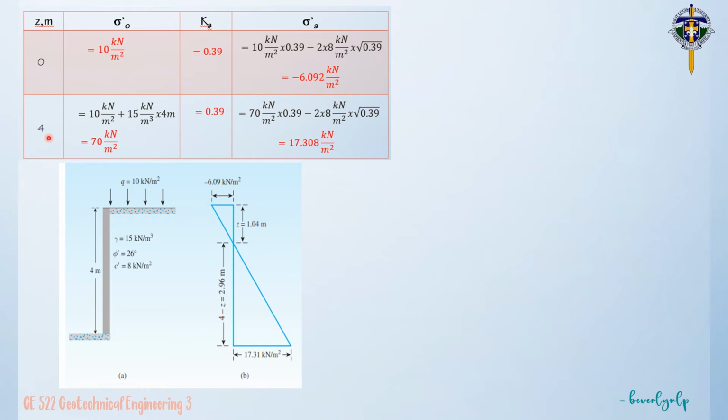And then next, at z is equal to 4 meters, the value is 17.308. So from our diagram, we can solve for the value of the depth of the tensile crack, and by ratio and proportion, that is 6.092 is to z as 17.308 is to this distance. So this distance is 4 minus the value of z on this particular depth. Remember that we have a total height of 4, and this distance is designated as z. So substituting, we now come up with the value of z, which is 1.041 meters.